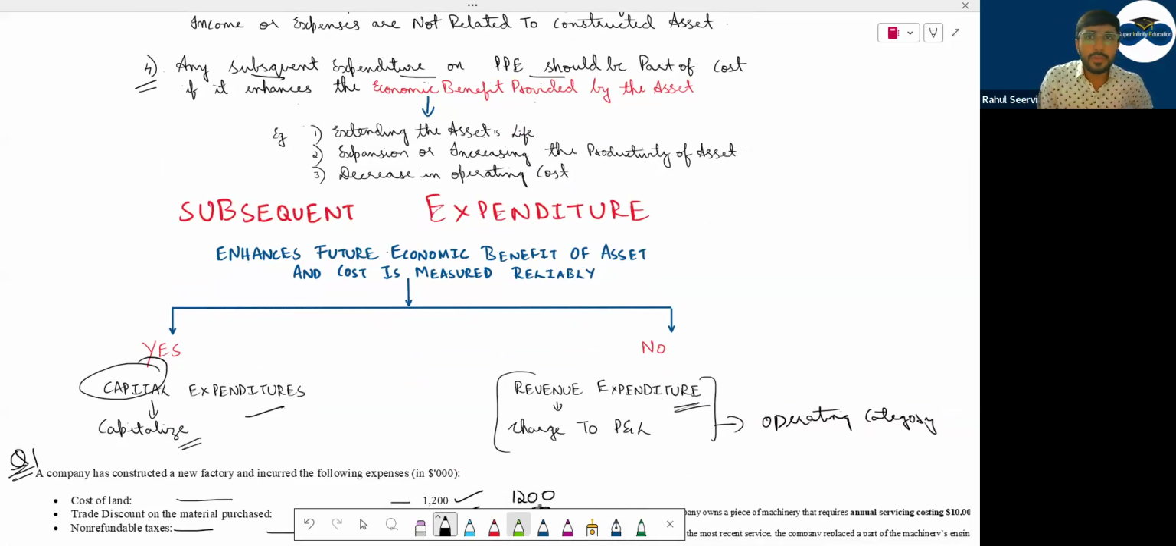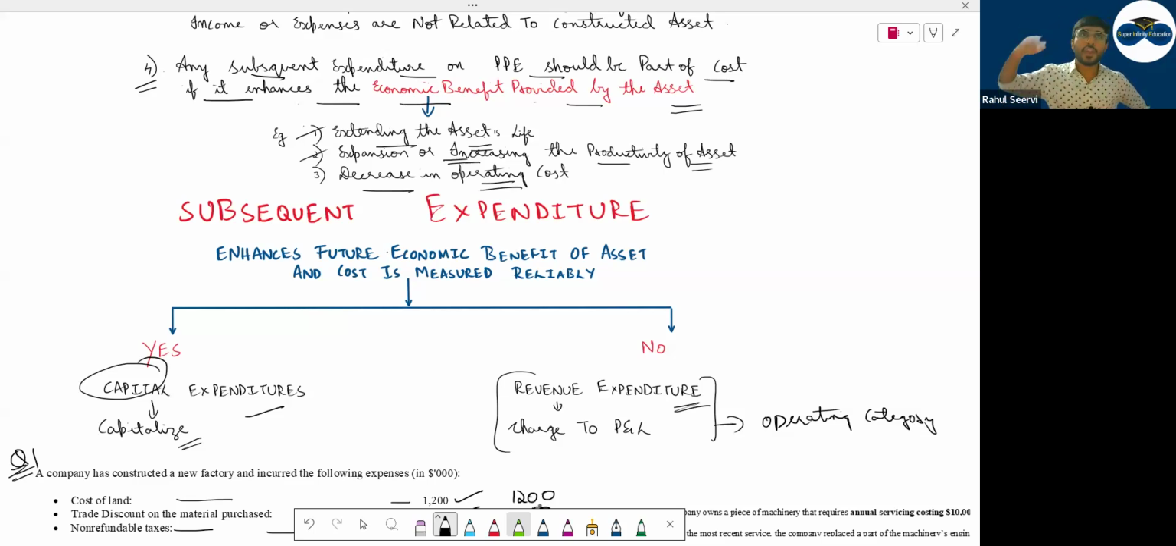Any subsequent expenditure on PP&E should be part of the cost if it enhances the economic benefit provided by it. Extending the asset's life: if it is extending the asset's useful life, then you will consider this as capital expenditure. Expansion or increasing the productivity of the asset, increasing the production capacity, or increasing the rental income which you are getting in the real estate business. Then these are all capital expenditure. Or decrease in operating cost. If you are investing in a technology and that technology will help you reduce the operating cost, that also is a capital expenditure.